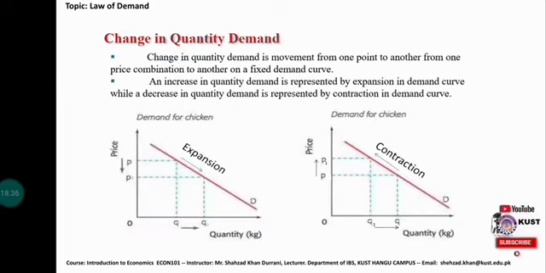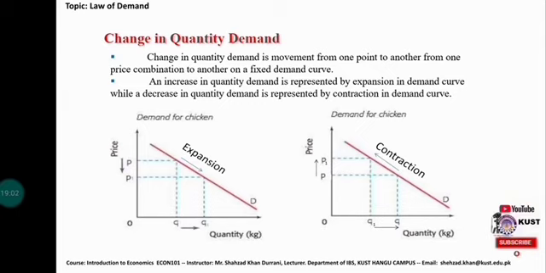Change in quantity demanded, what does it mean? Change in quantity demanded is movement from one point to another, from one price combination to another, on a fixed demand curve. An increase in quantity demanded is represented by expansion in the demand curve, while a decrease in quantity demanded is represented by contraction in the demand curve.